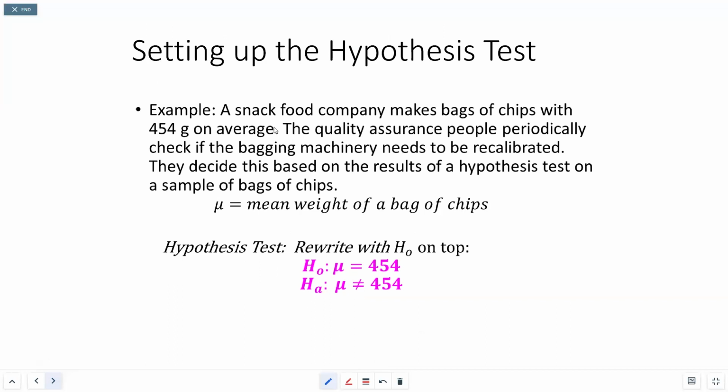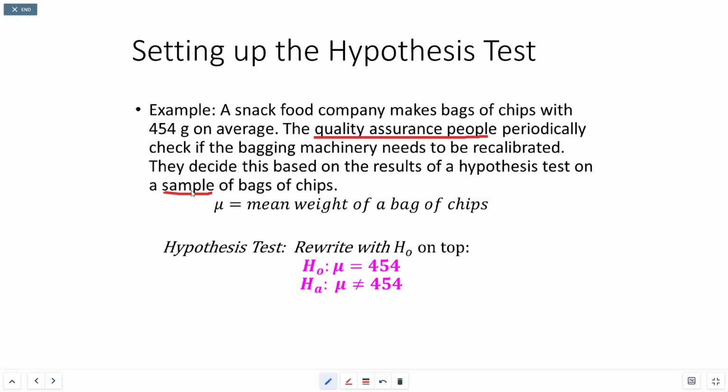So let's just go through this example. Apologies, or maybe not apologies, for those of you who had me for my EAI 210, this is the same example we used in that course. A snack food company makes bags of chips with 454 grams on average. They could get in trouble if they don't put enough, and they're wasting product if they put too much. So they have quality assurance people, as most companies will have. They are going to periodically check if the big bagging machinery needs to be recalibrated. They want to decide this based on the results of a hypothesis test on a sample.